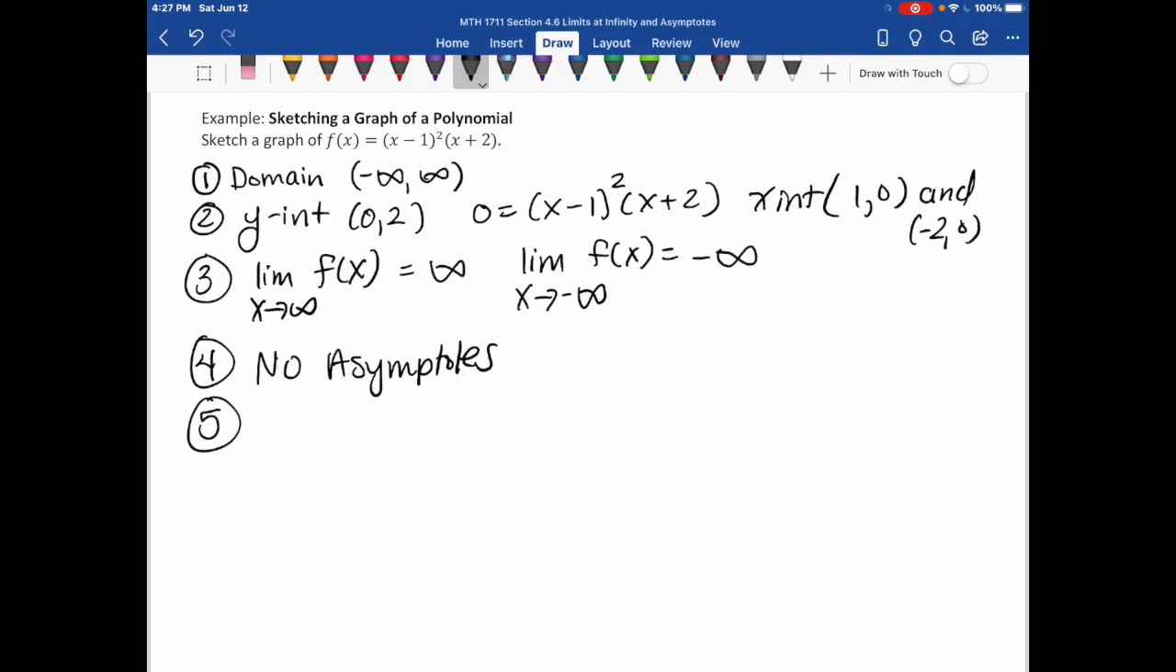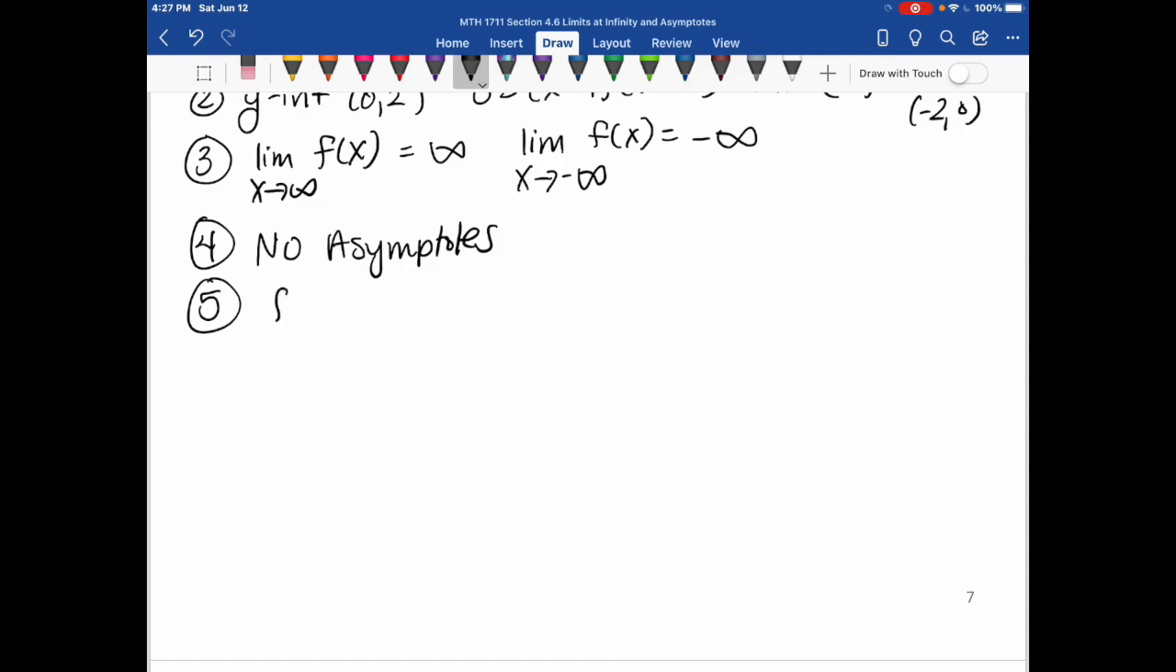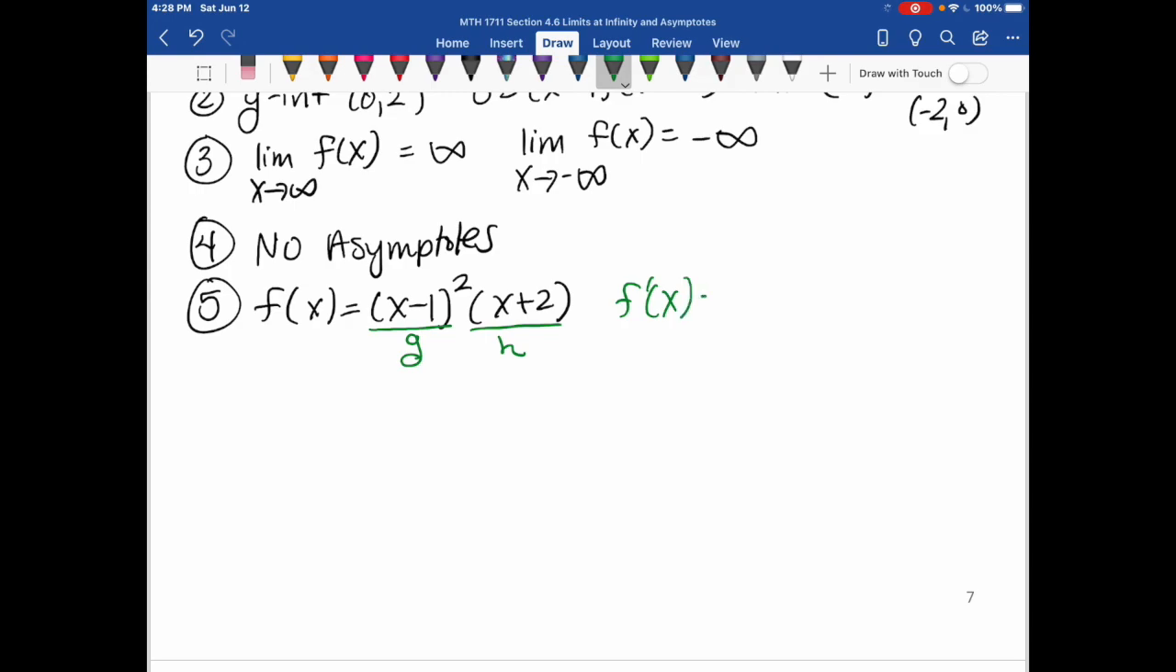For step 5, we want to find the derivative and find the critical values. So here's our function. Now I have to use the product rule and the chain rule here. So think of this as my function g and this as my function h. I want to find the derivative by taking the derivative of g times h plus the derivative of h times g.